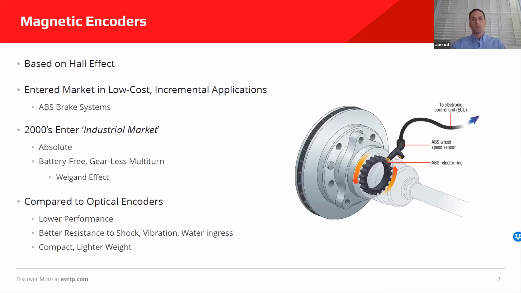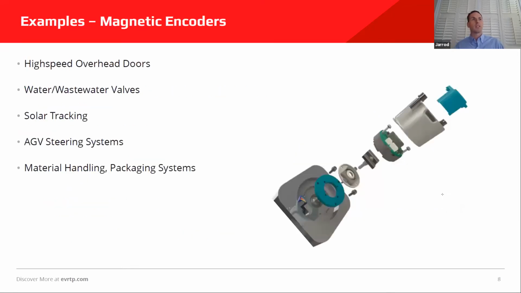So, with that in mind, we can go ahead and look at some common applications. And not surprisingly, they're broad, because what application doesn't benefit from a product that costs less and is more reliable? So we can look at things like high-speed overhead doors, water wastewater valves, solar tracking, AGVs, material handling, packaging systems, and the list really can go on here.